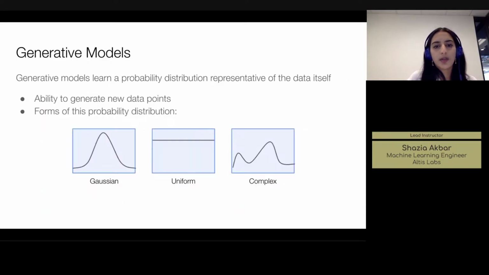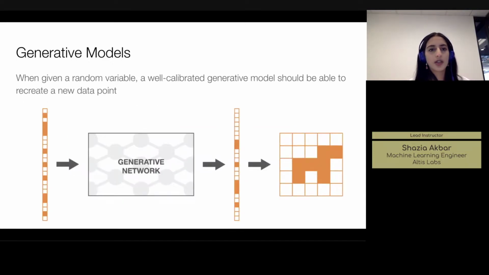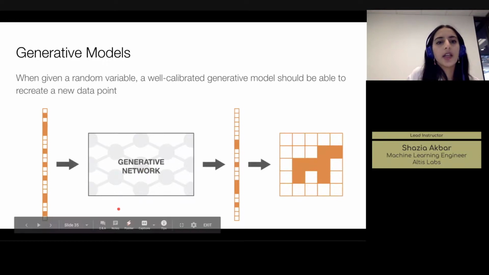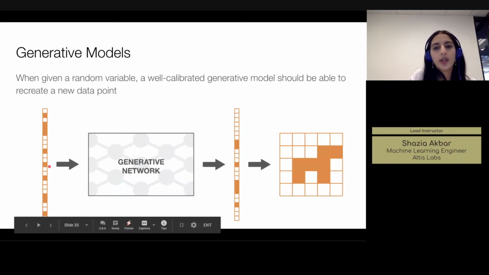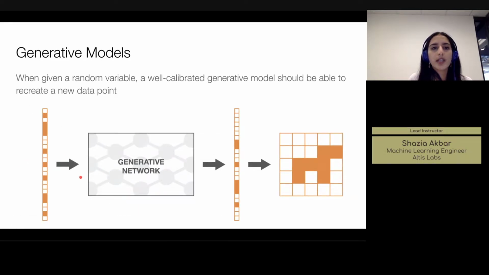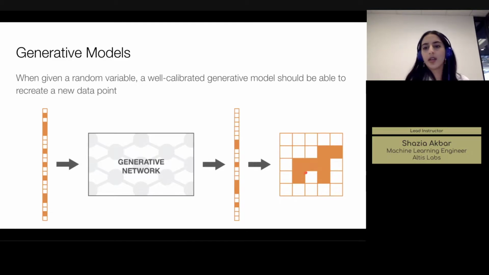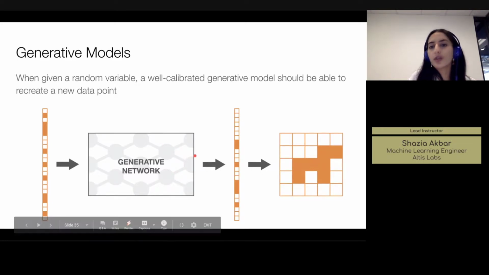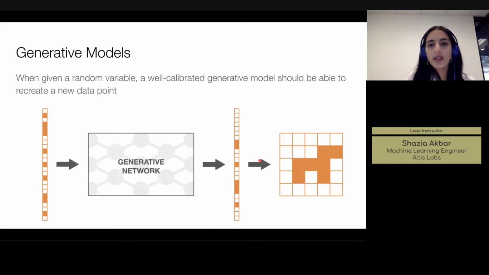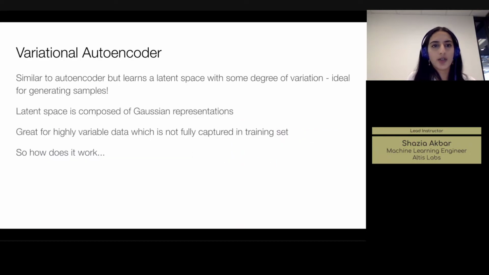Today I'm going to talk about Gaussian representations, because we're going to go into variational autoencoders. But really the task here is that when we're given a random variable, we should be able to learn some sort of network representation which can recreate a new data point. So first we have this modeling process, and then from this modeling process we sample some sort of another input, and that gets fed into the decoder component. And that's what's different between the autoencoder and the variational autoencoder.